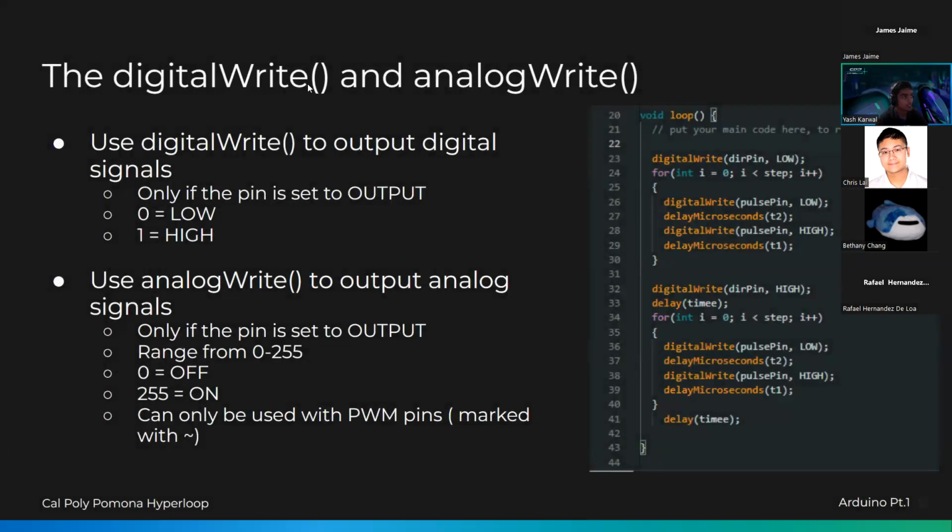So the digitalWrite and analogWrite functions. digitalWrite is to write zeros and ones from the pins to an output, let's say to an LED. If you want to turn the LED on, you write digitalWrite, put that LED's pin, and set it to HIGH, and it'll output 5 volts into whatever it is you want to put it to.